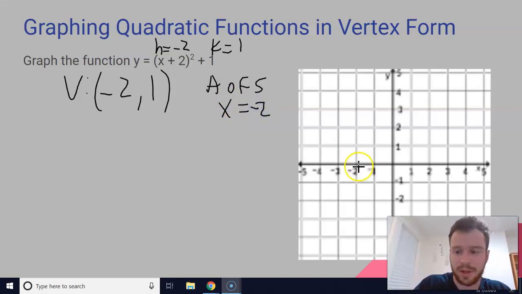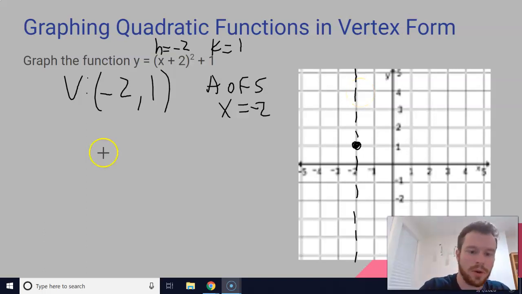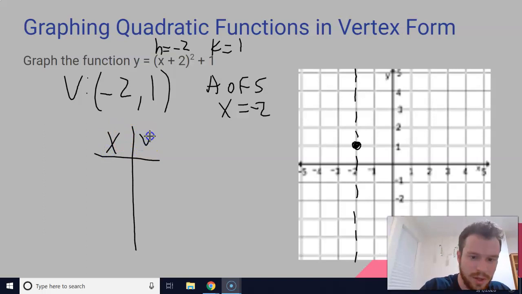So I'm going to plot that point, (-2, 1). So negative 2, up 1. There's our point here. And the axis of symmetry is going to run right down through the vertex, vertically through that vertex. Now, what I'm going to do next is I'm going to make a t-chart. So x, y, and I'm going to put the vertex right in the middle of that t-chart, (-2, 1).